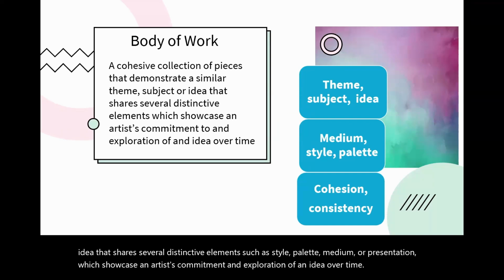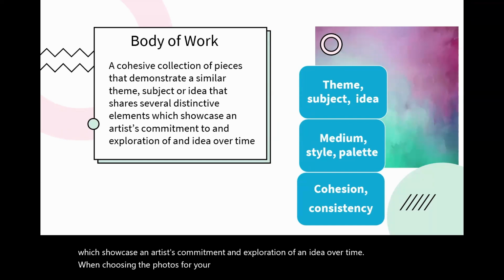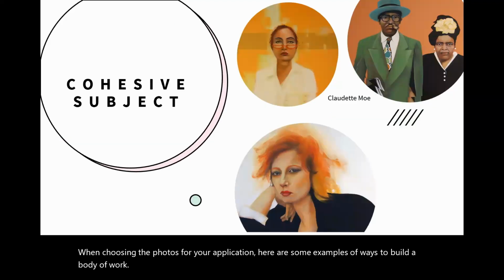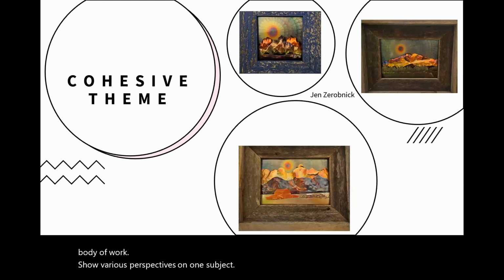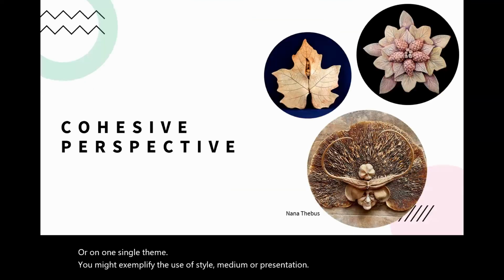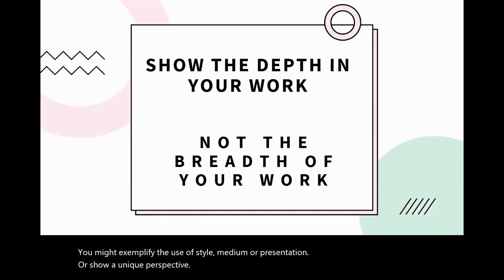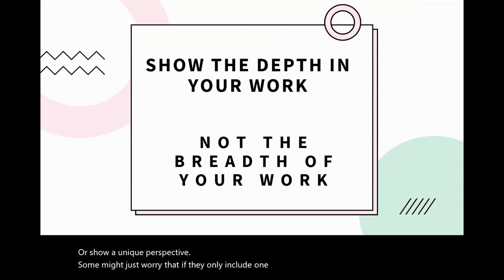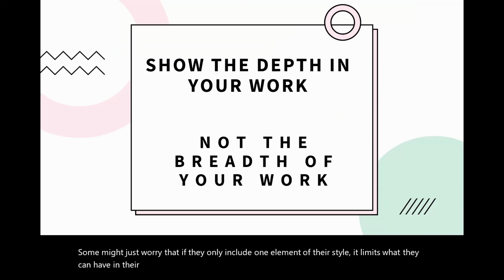When choosing the photos for your application, here are some examples of ways to build a body of work. Show various perspectives on one subject or on one single theme. You might exemplify the use of style, medium, or presentation, or show a unique perspective. Some artists worry that if they only include one element of their style, it limits what they can have in their booth. So they try to include examples of the variety of work they do.